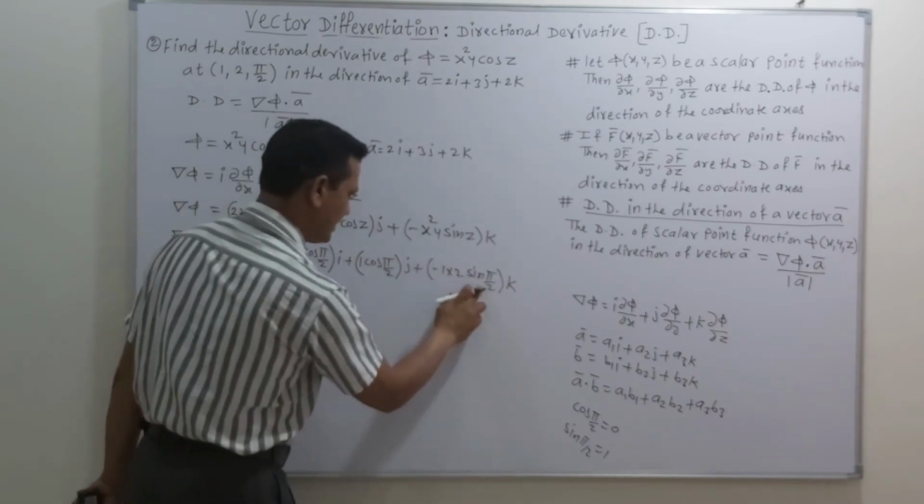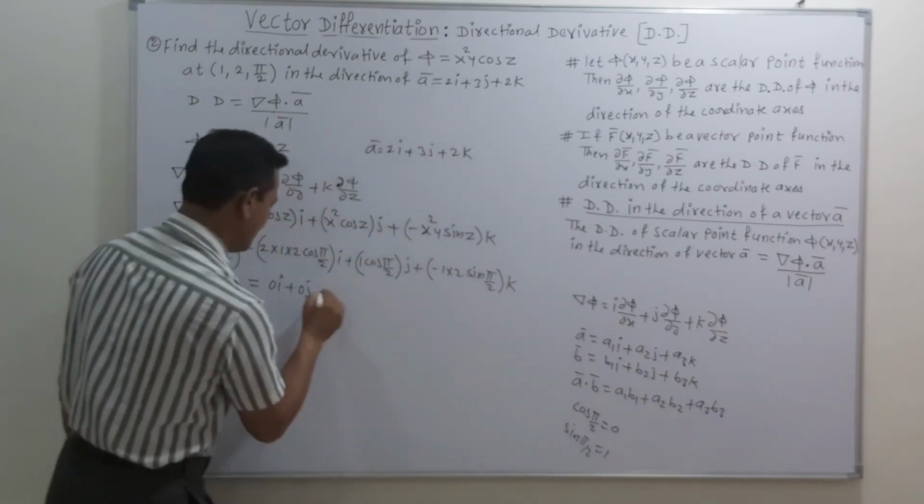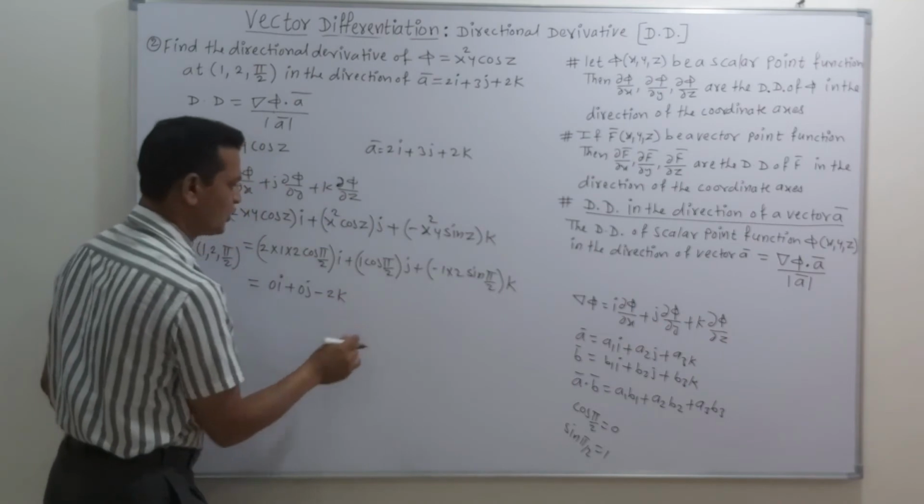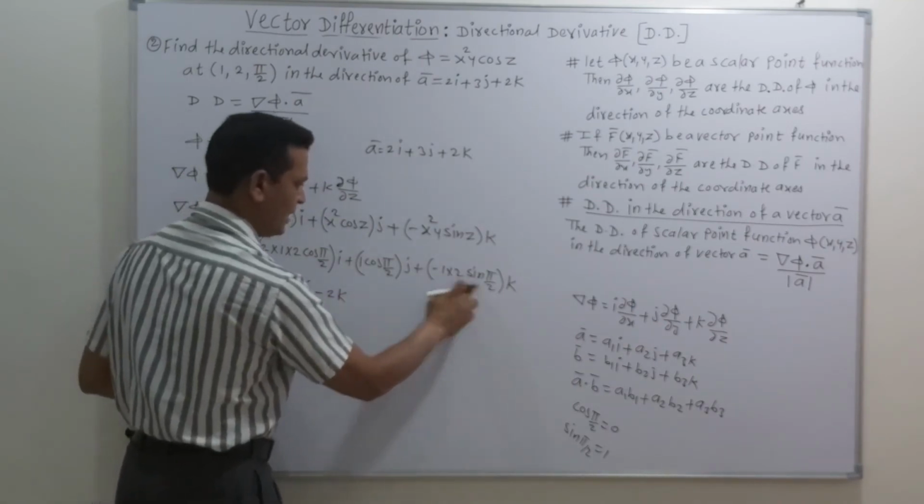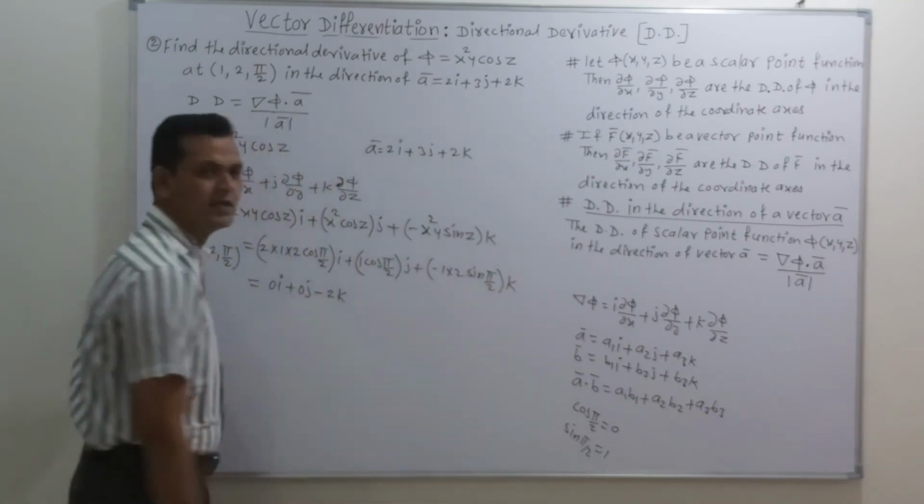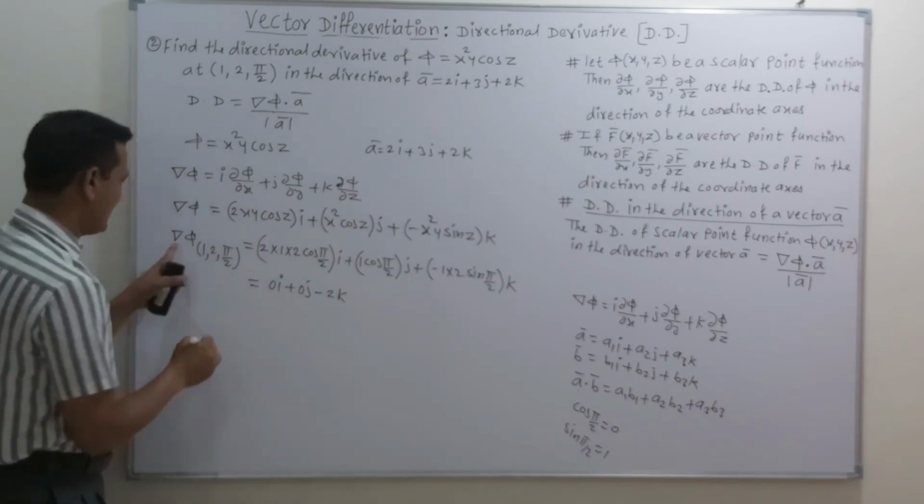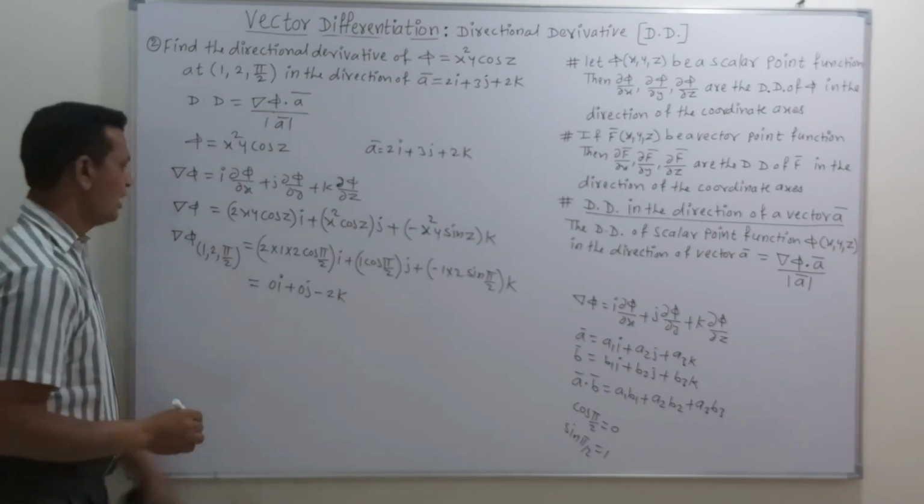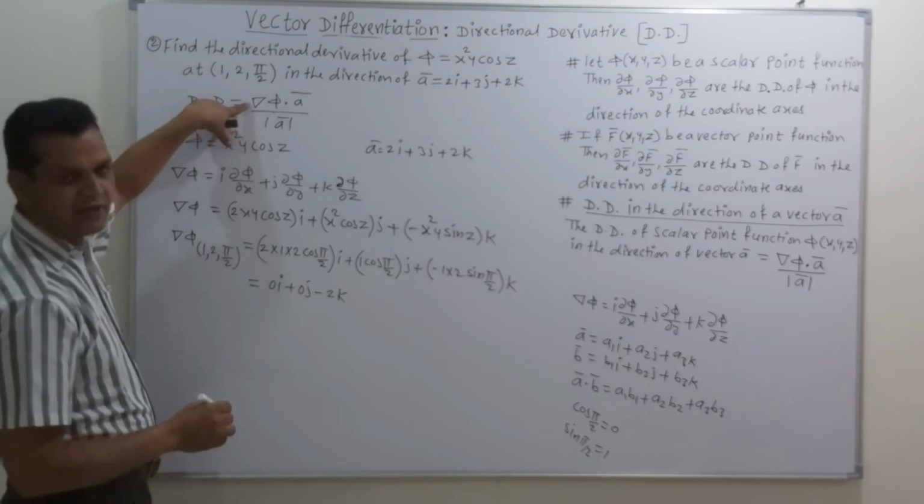Now here sine of pi by 2 is 1, so we can write this as minus 2k. This is minus 2, and for this k, sine of pi by 2 is 1. So this is the value of del phi at the point (1, 2, pi by 2).